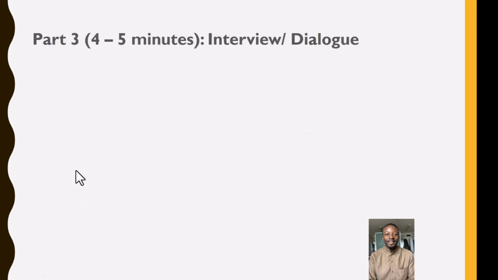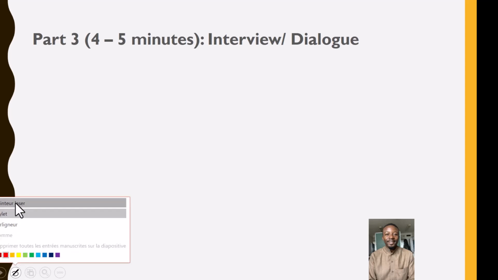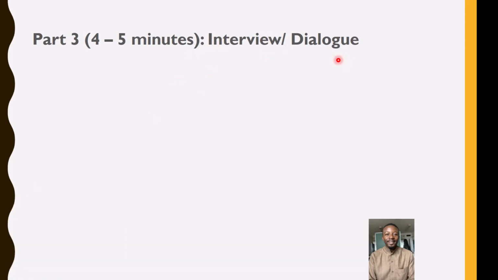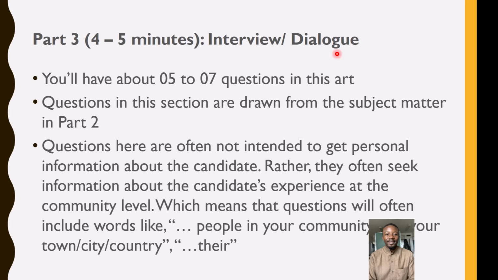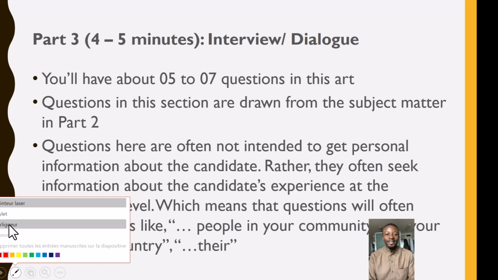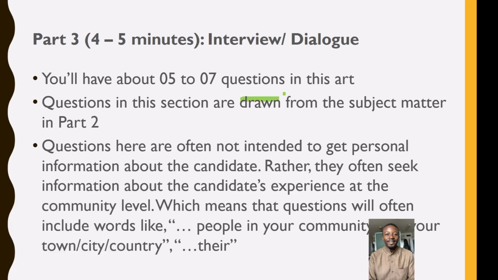Let us move over to part 3, which also goes for 4 to 5 minutes and is equally an interview or dialogue. In this section, you'll have about 5 to 7 questions, sometimes 4, and sometimes it could go above 7. Questions in this section are drawn from the subject matter in part 2. So if part 2 talked about a zoo, for example, or a park, part 3 could draw on that by expatiating a little more on animals and wildlife and so on. In the case of our part 2, talking about valuable items, part 3 could draw around wealth, around possessions, personal possessions, and so on.